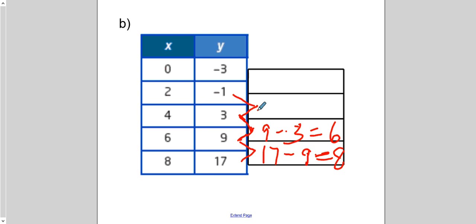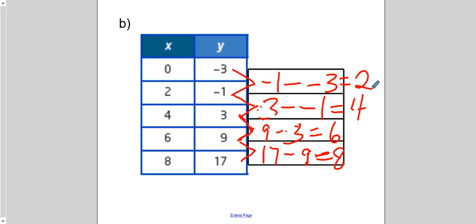Let's keep going. I have 3 minus a -1. Two negatives, of course, mean positive. So that's going to be 4. And then -1 minus -3, which is the same thing as +3. So that's a 2.